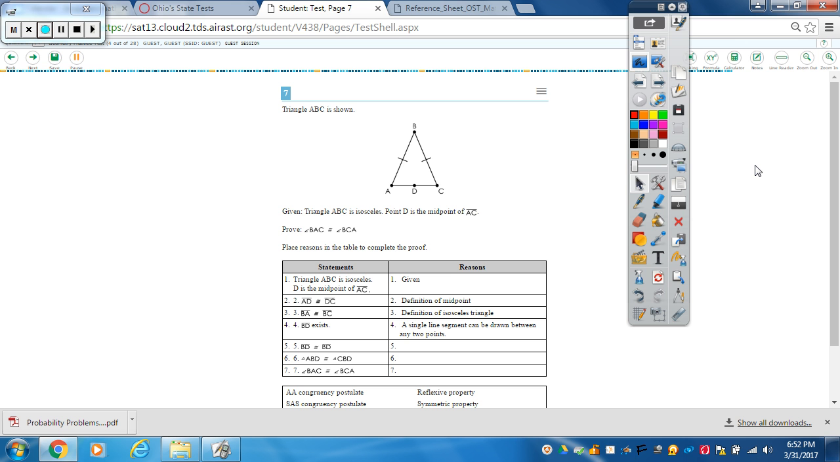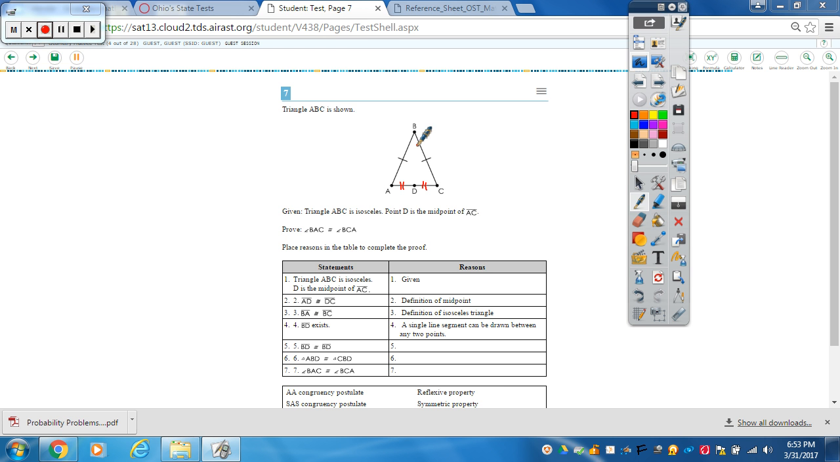It says triangle ABC is isosceles and D is the midpoint of AC. So we've got everything marked out so far. It then says that AD is congruent to DC. So I would go ahead and on my scratch paper, I would put that down. We also know that BA is congruent to BC, which was already labeled, but again, make sure that's on your paper. And then it says BD exists.